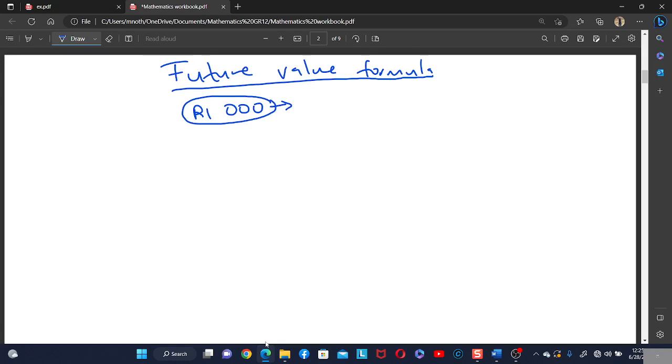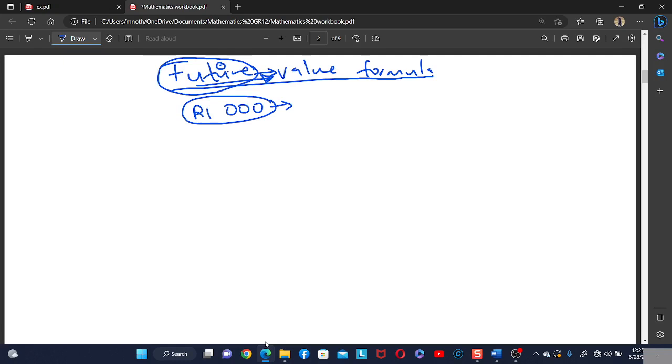Okay, so when you are investing the money, you will want to know that after I've invested this money for that whole period, how much money will I get? So that is where the future value formula comes from. Okay. So when people invest, they want to know that in future their investment will total to how much.